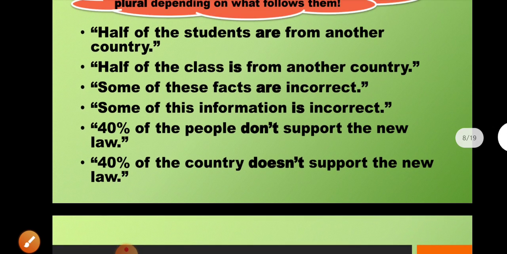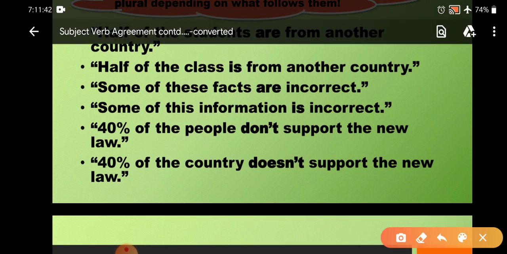Some of these facts are incorrect. Some of what? Facts. Facts is plural. So we say, some of these facts are incorrect. Similarly, there is a parallel example for singular. Some of what? Some of this information. Information is singular, so we have a singular verb. Some of this information is incorrect.